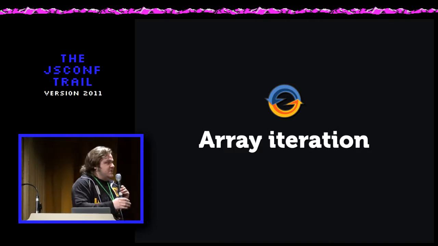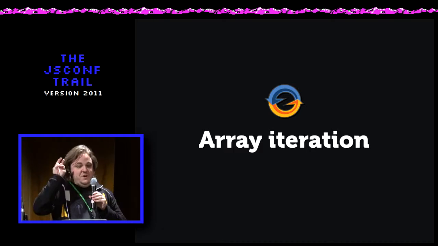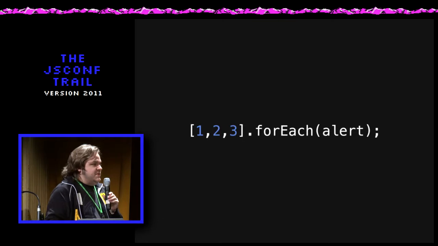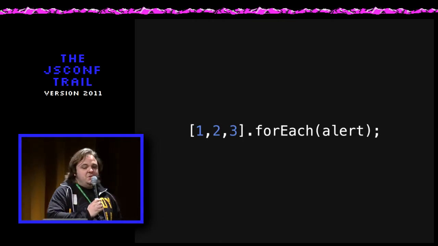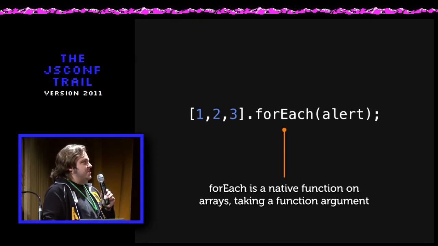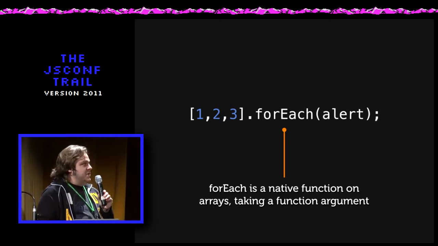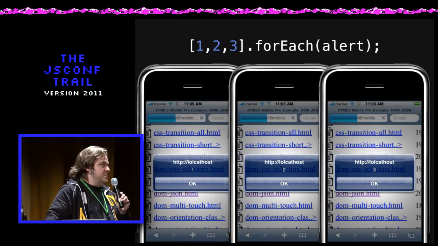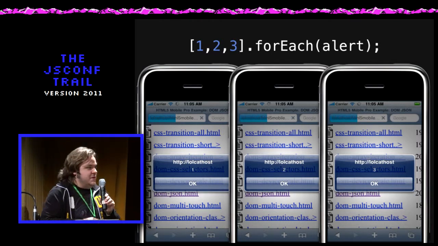And this stuff is not only about DOM APIs and DOM proprietary features. It's also about JavaScript features, of course. And WebKit supports a lot of the newer JavaScript features, like the forEach iteration over an array. If you haven't done that, take an array with 3 numbers. forEach is a native function on arrays. It takes a function argument, and so if I feed it alert, it will just call window.alert, which will do this. It's very easy to understand.